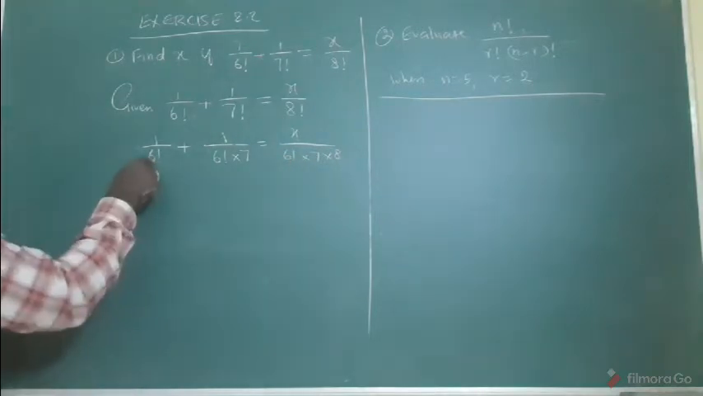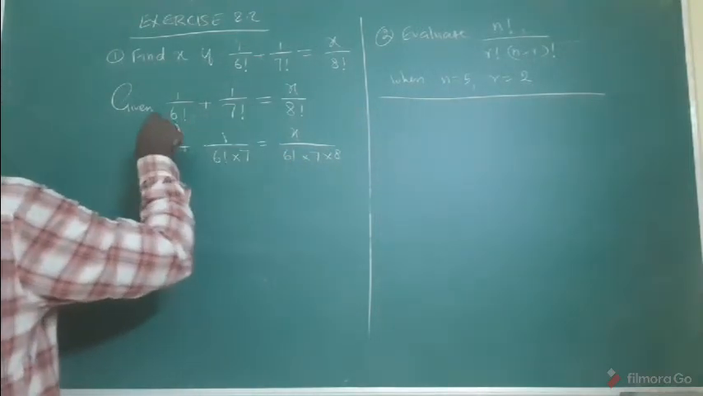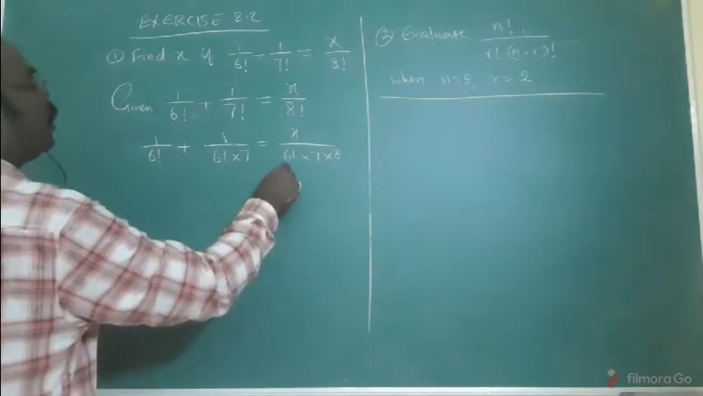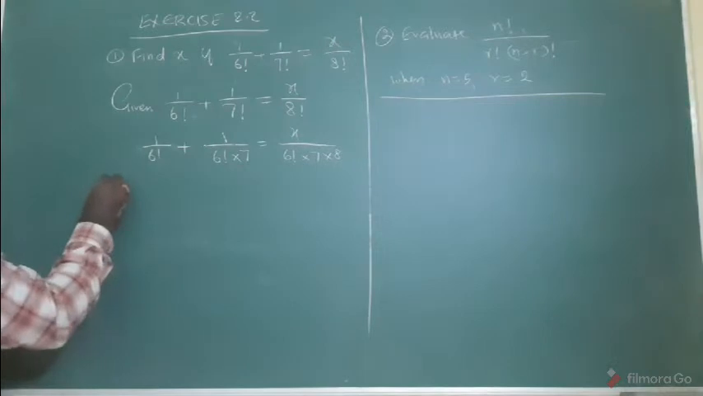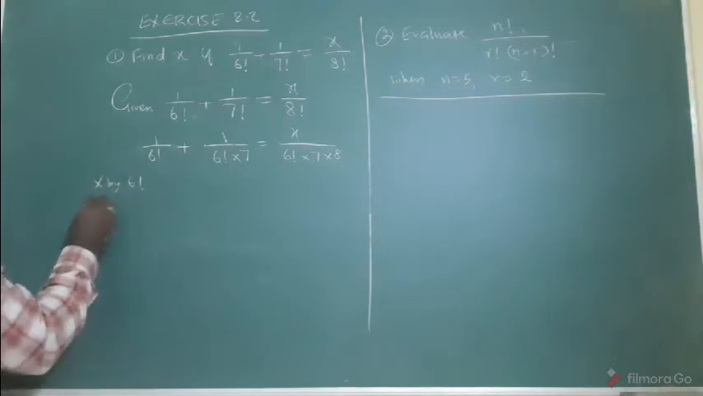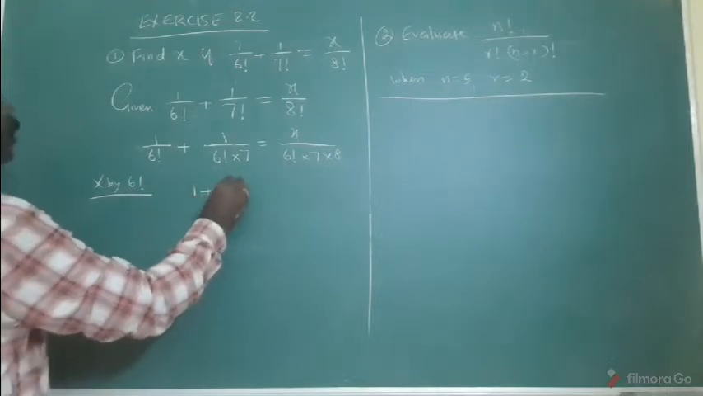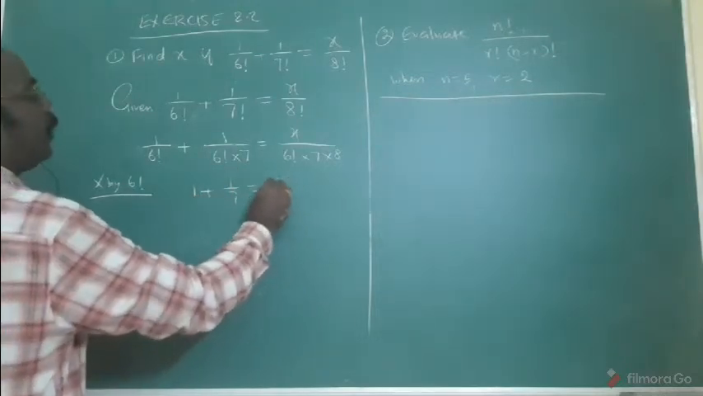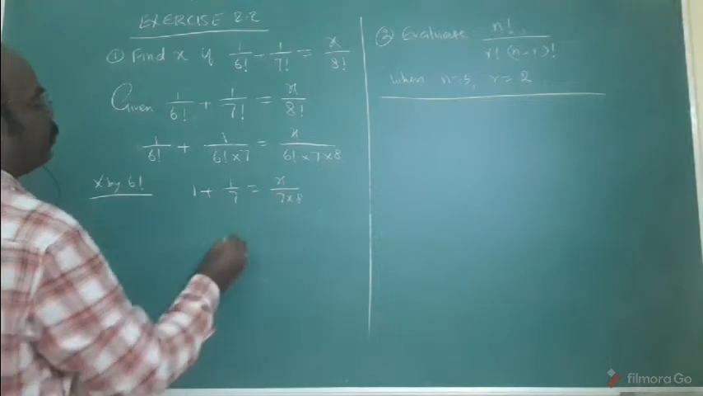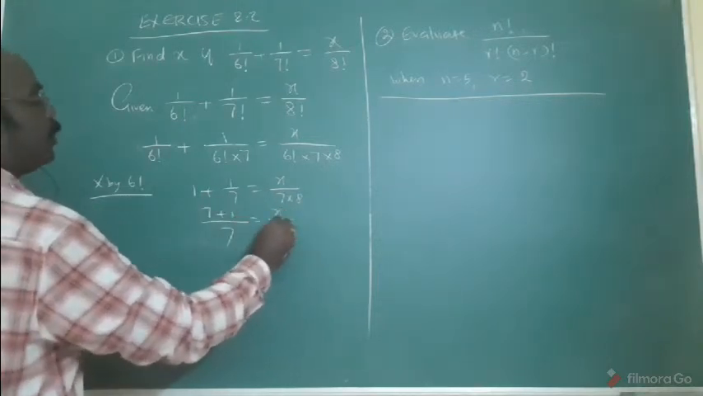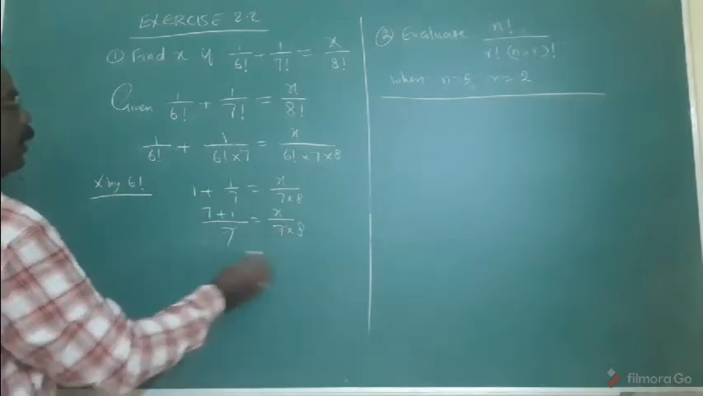What is the reason? Out of these 3 numbers, the minimum number is 6 factorial. Here 6 factorial, here also 6 factorial, here also 6 factorial. That's why multiply by 6 factorial. Automatically, all 6 factorial cancel. Here 1, here 1 by 7, here x by 7 into 8. Am I correct? Now taking 7 as LCM, 7 plus 1, and here x by 7 into 8. 7 cancels. Am I correct?